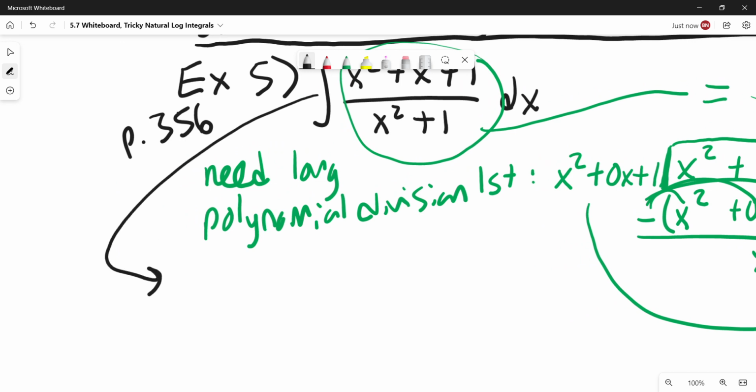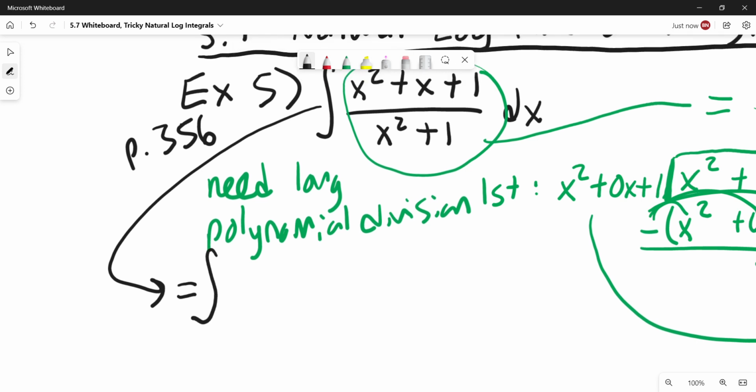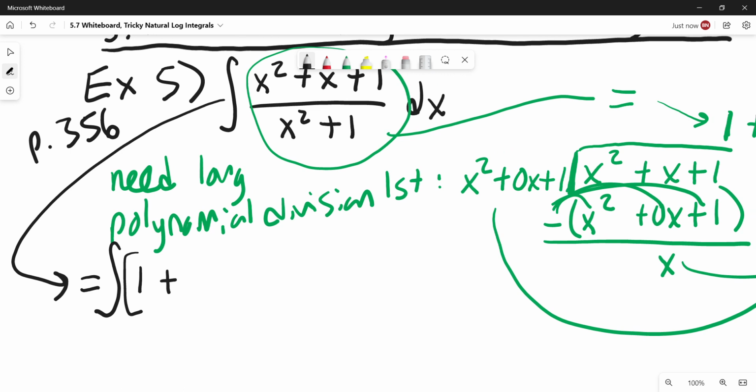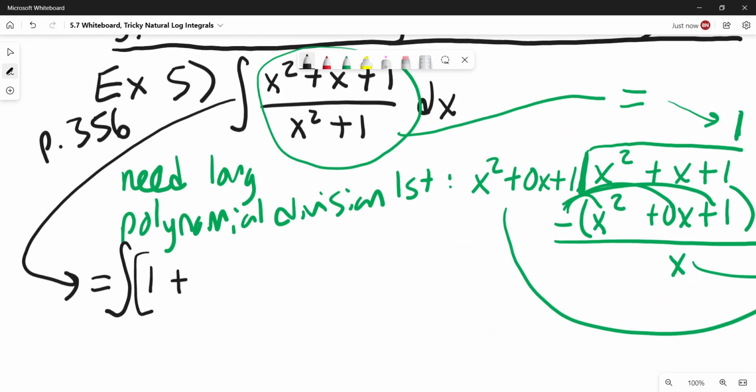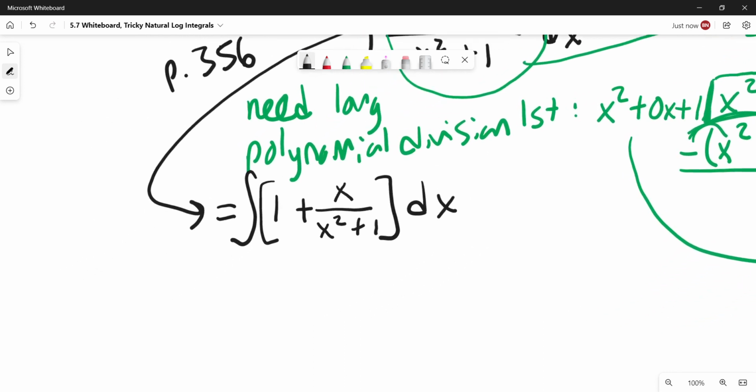So this is equal to the integral of 1 plus x over x squared plus 1 dx. I'm putting this in giant brackets again. If you have more than one term, you've got to put brackets or parentheses showing that the whole thing is your integrand, all times dx. Okay, now how can you do this?